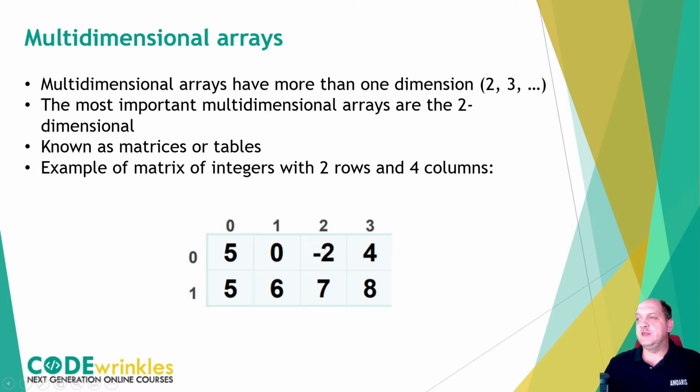If we want to identify 6, it would be 1 and 1. If we want to identify this 5, the first one, it would be 0 and 0. And if we want to identify this other 5, for instance, it would be 0 and 1. So we always have to identify a certain element by the combined index of the row and the column. And this applies specifically to two-dimensional arrays.